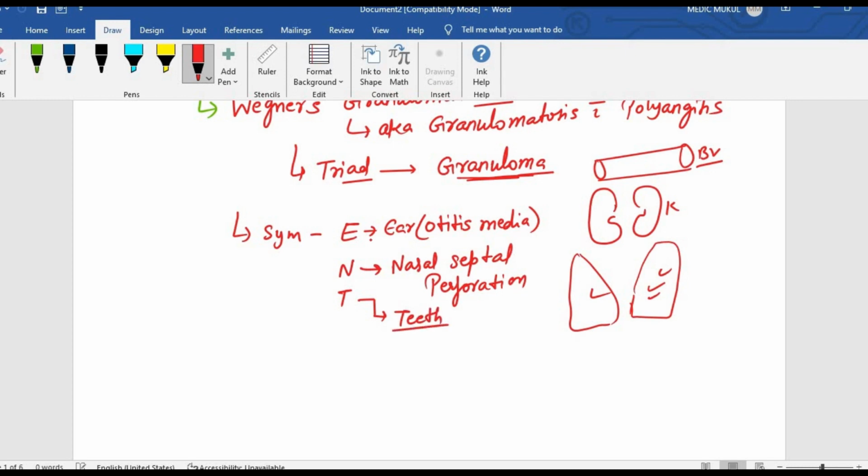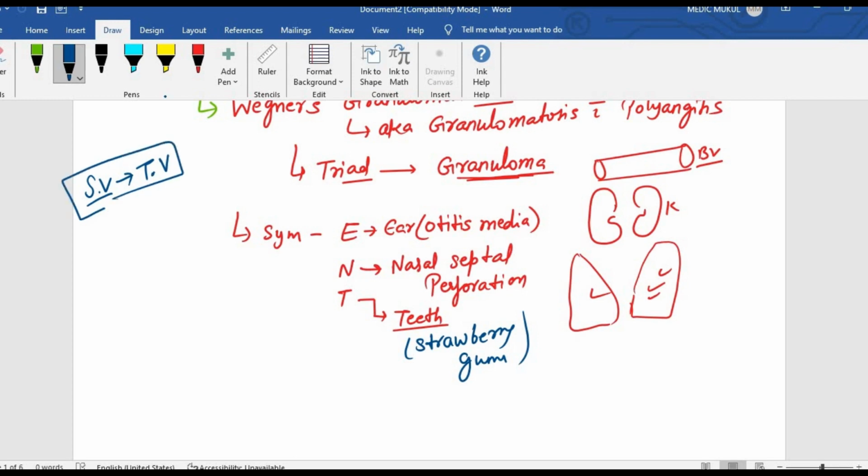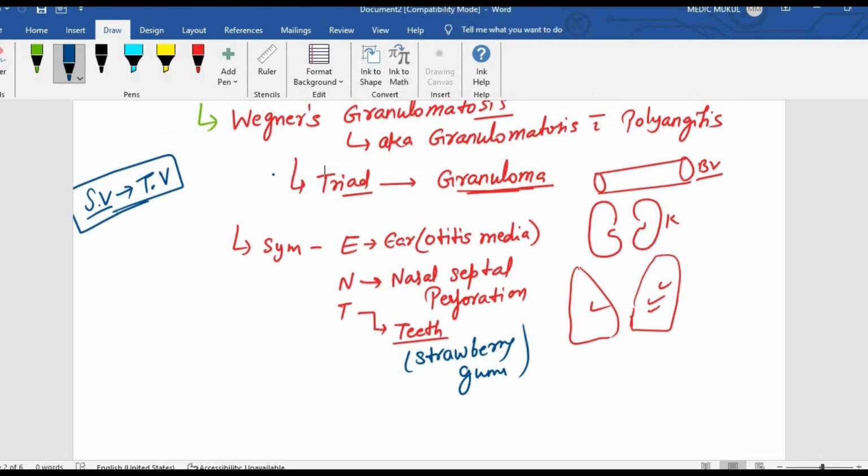And also remember we have the teeth. What type of teeth? Who likes strawberry? I know many of you like strawberry. When strawberry comes, it is not the fruit that comes to mind, another thing does: strawberry gums. So remember, in the ear there is otitis media, we have nasal septal perforation, and in the teeth we will see strawberry gums. We will study everything like the strawberry vagina, which is seen in Trichomonas vaginalis, so remember that as well. And strawberry gums is seen in case of Wegener granulomatosis. I hope this is clear.